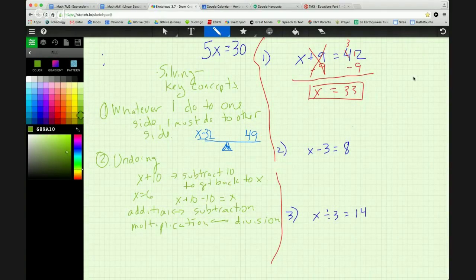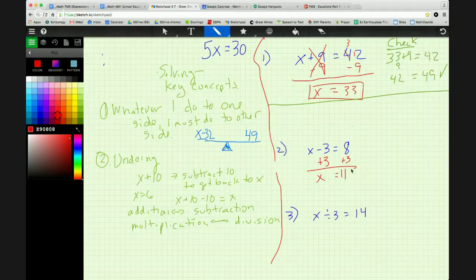And now we're going to check our answer. We're going to go back to our original problem and say, well, x is 33, so we'll write 33 plus 9 equals 42. Well, 33 plus 9 is 42, equals 42. Check. So there's our first answer. All right, moving on to our second one. What operation undoes subtracting 3? Well, adding 3. So x is equal to 11. And we'll do our check step. We'll put our 11 in for x. 11 minus 3 equals 8. Does it? Well, 11 minus 3 is 8. Check.